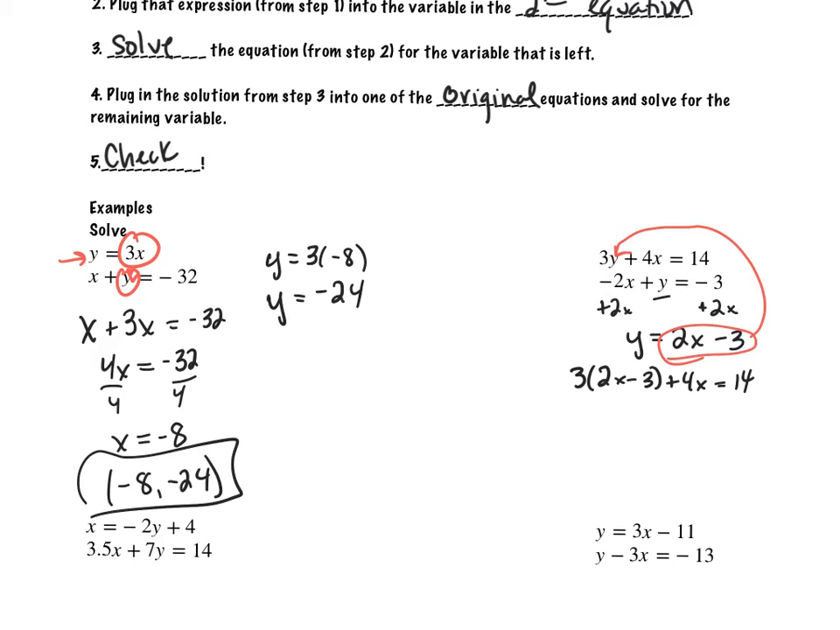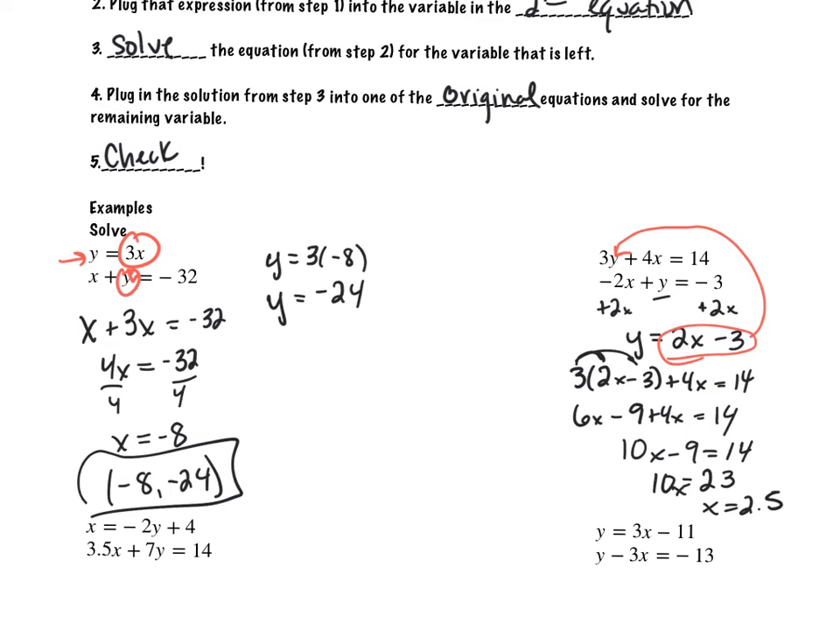So now I have an equation that I can solve. Distribute that. So we have 6x minus 9 plus 4x equals 14. And I just keep solving that like we've been doing for quite a while. So 10x minus 9 equals 14. When I add 9, I end up with 10x equals 23. And so x equals 2.3.